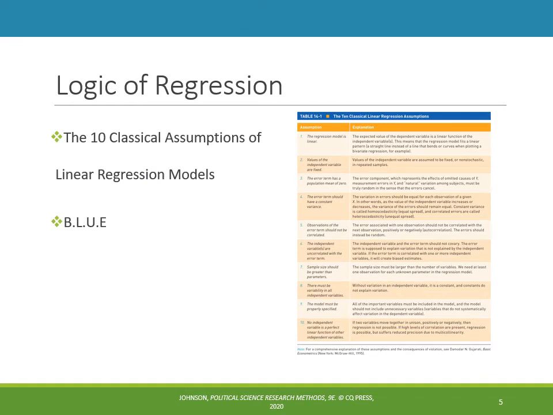So how does regression work? Well, it works because it operates under certain mathematical and statistical assumptions that have to be met in order for the math behind all of this to work. And there are 10 classical assumptions of linear regression, and these are the rules, the boundaries that the information you use for linear regression has to fall in order for you to be able to use this method.